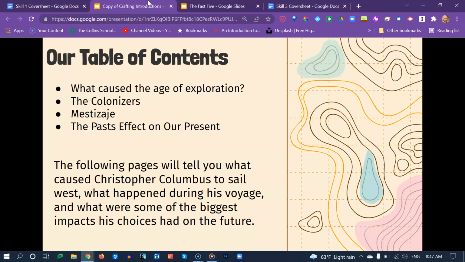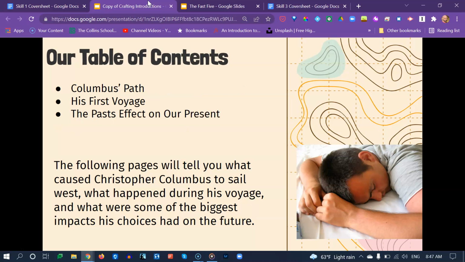So I could have written something like, the following pages will tell you what caused Christopher Columbus to sail west, what happened during his voyage, and what were some of the biggest impacts his choices had on the future. And that would be boring. See, there it is. We don't want to bore our audience. So this is an intro that is very simple. It doesn't really show much creativity or interest. And we don't want to, again, bore our audience to smithereens.